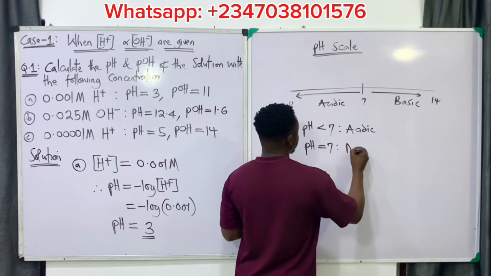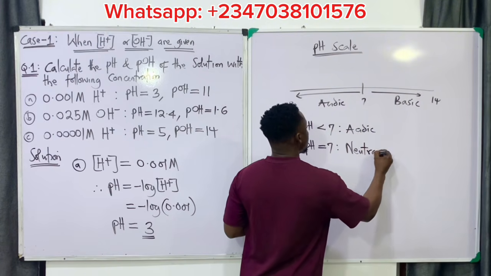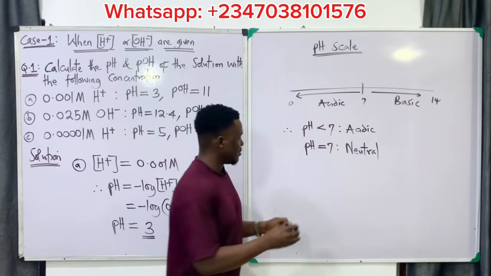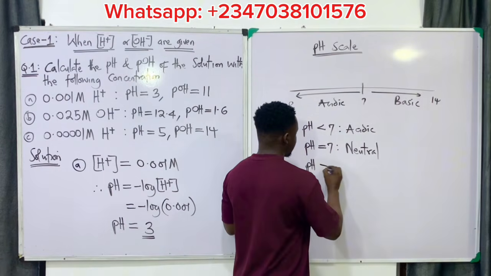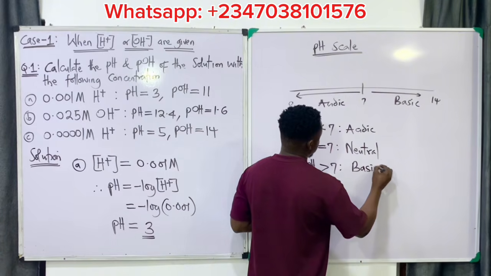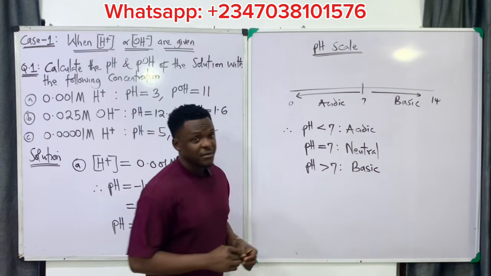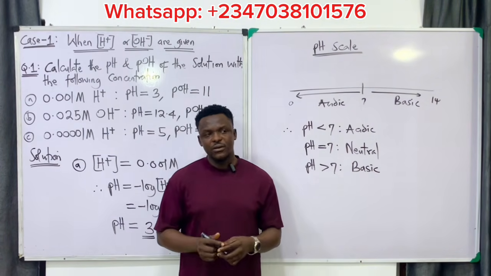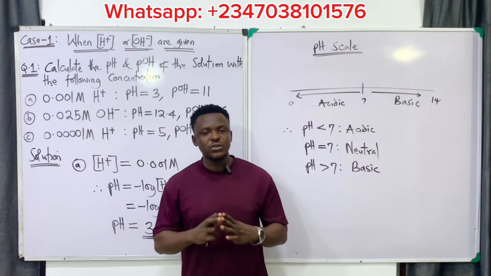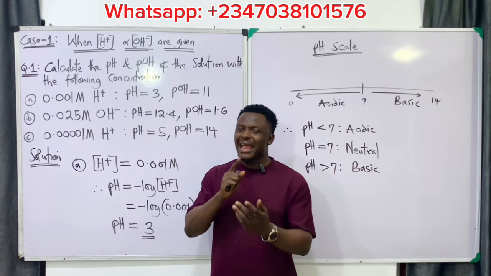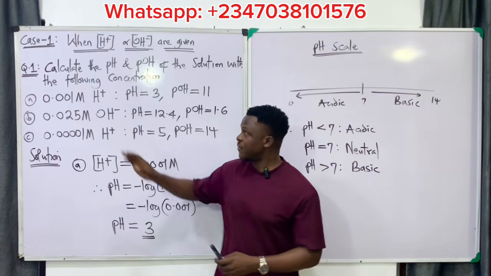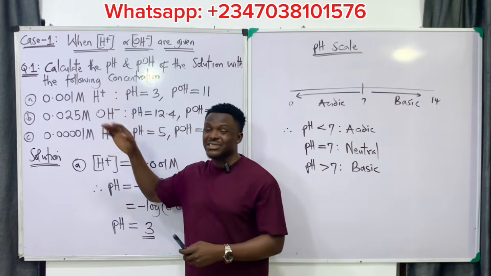Okay? So if pH equals 7, the solution is neutral. It's neither acid nor base. Then if pH is greater than this, that is basic. All right, so with these 3 examples, you should be able to solve any questions under pH that are under direct calculation. Direct calculation, I mean, they gave us the value of H plus and OH minus directly.